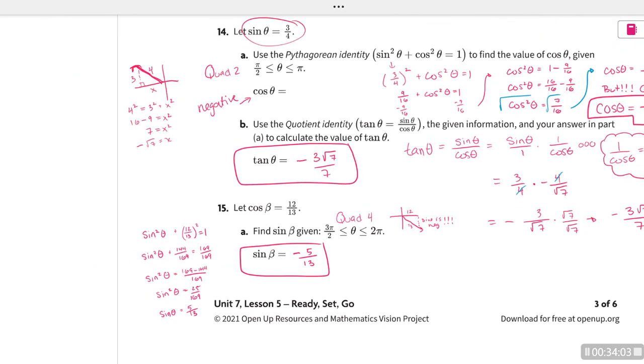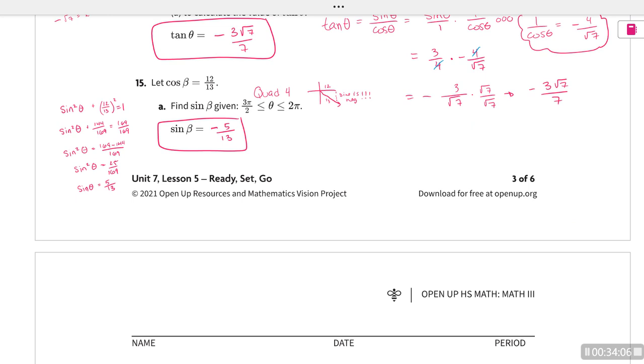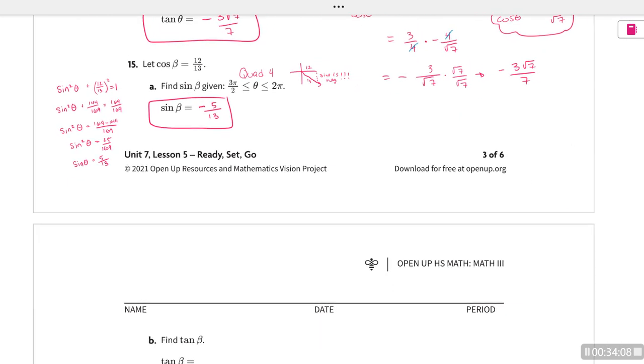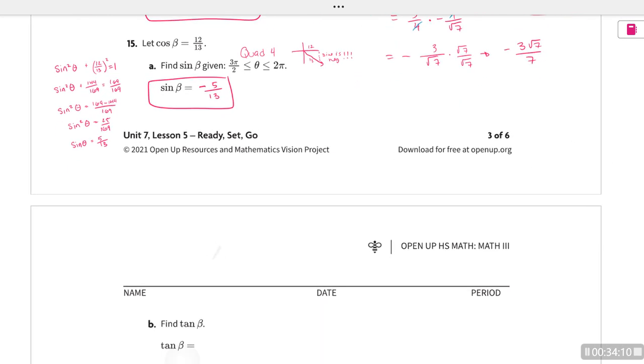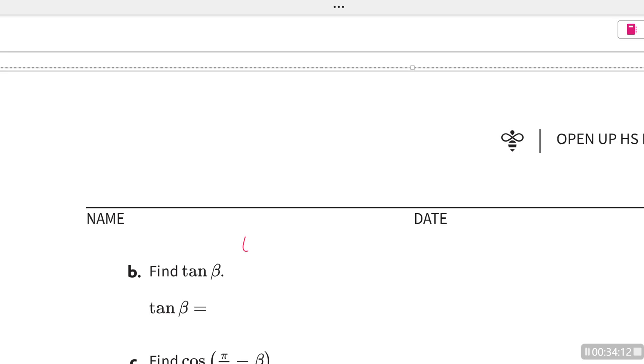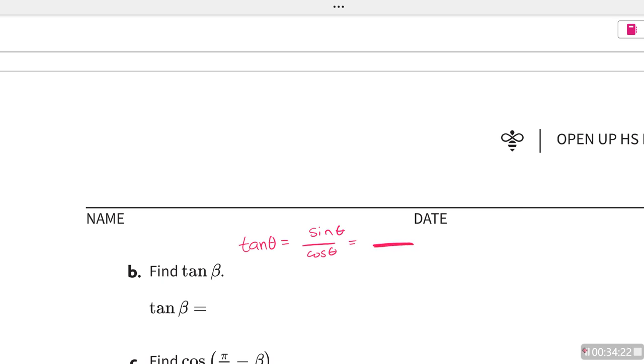Okay, and then part B, where's my part B? All the way down here. It says find tan of B. Well, we'll use the tangent identity there. Again, this is sine of theta over cosine of theta. And this time I won't do the reciprocals. I'll just put them right in as they want. So we just found out that this is negative 5 over 13, and we know that cosine is 12 over 13.